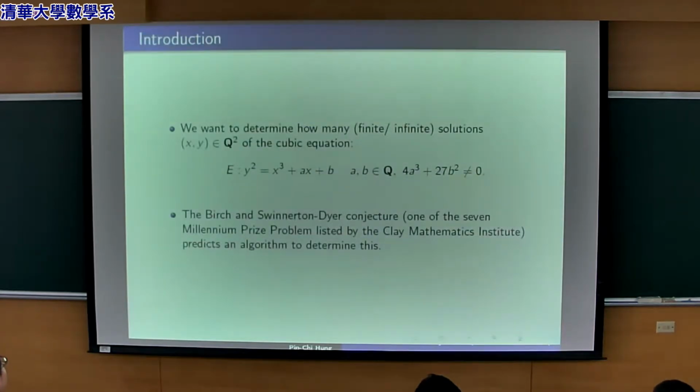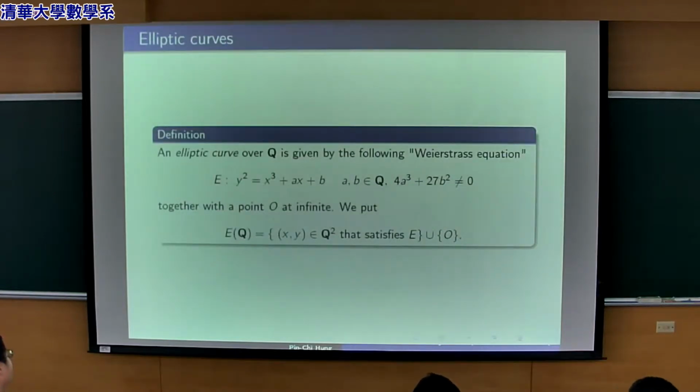So far we don't have any mathematics actually. We just have some relation, and we want to see how many points can fit into that relation, right? So we are going to do mathematics. We need some definitions to put everything into a mathematical model. So we define the elliptic curve over Q to be given by the previous equation.